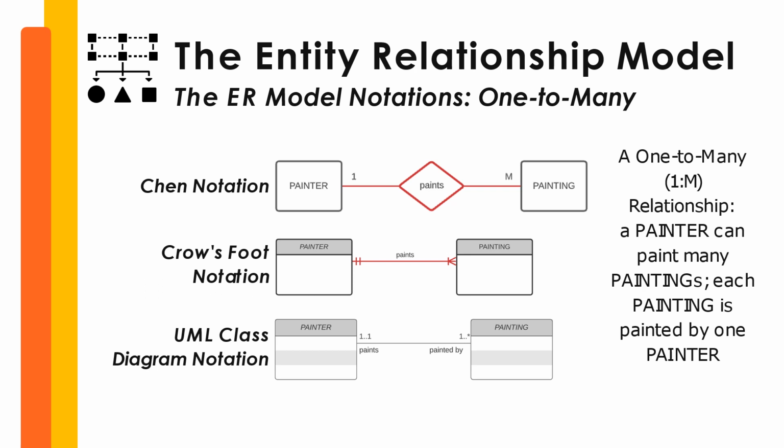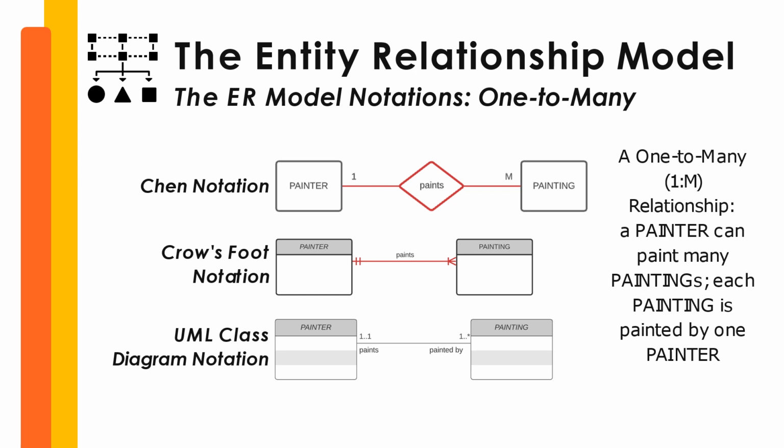Let us take, for example, two entities. We have the painter entity and the painting entity. In considering the relationship between these two entities, we again take a look at them bidirectionally, meaning we start with one and go to the other, and then from the other, going back to the first one. Let's start with the painter. We ask the question, for each instance of the painter, how many instances of the painting can they have? And the answer to that is many. A painter can paint many paintings.